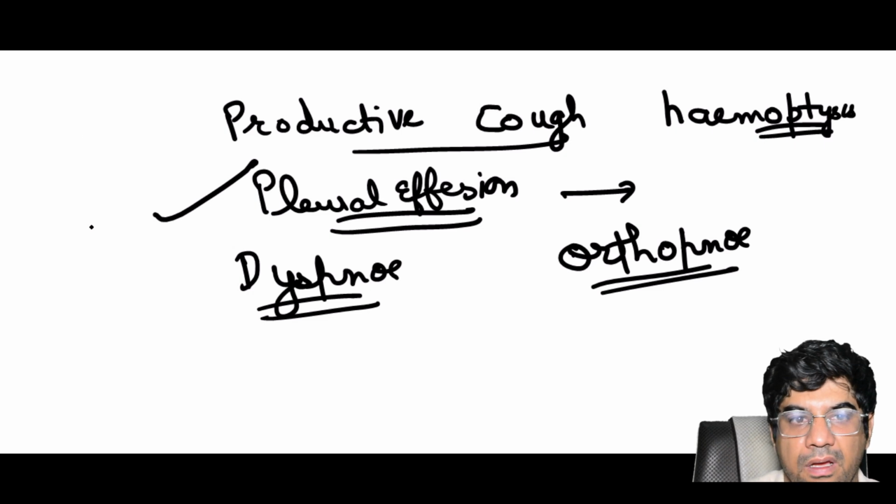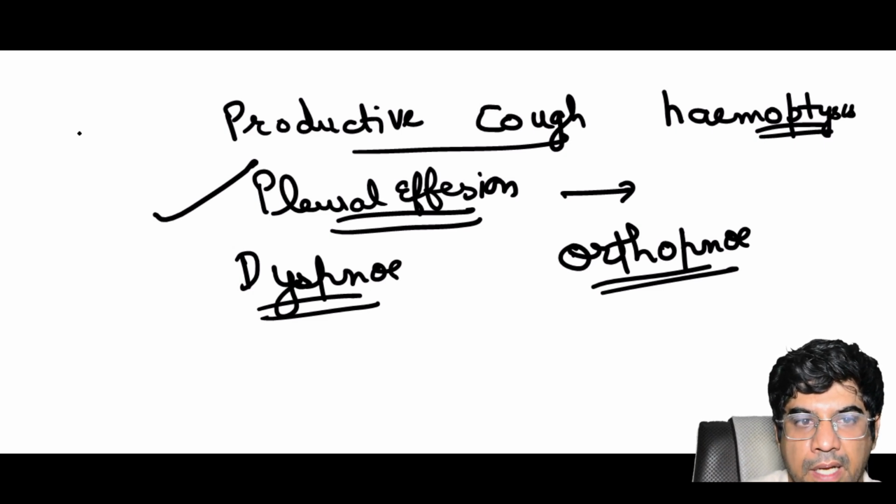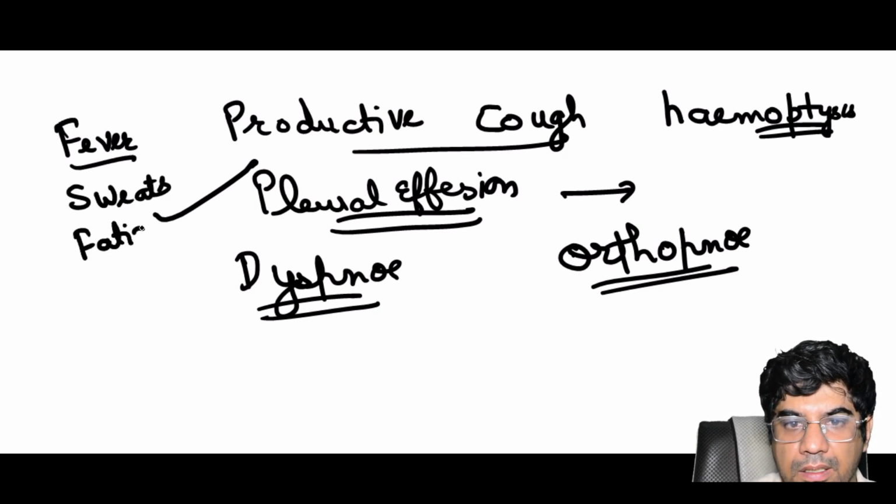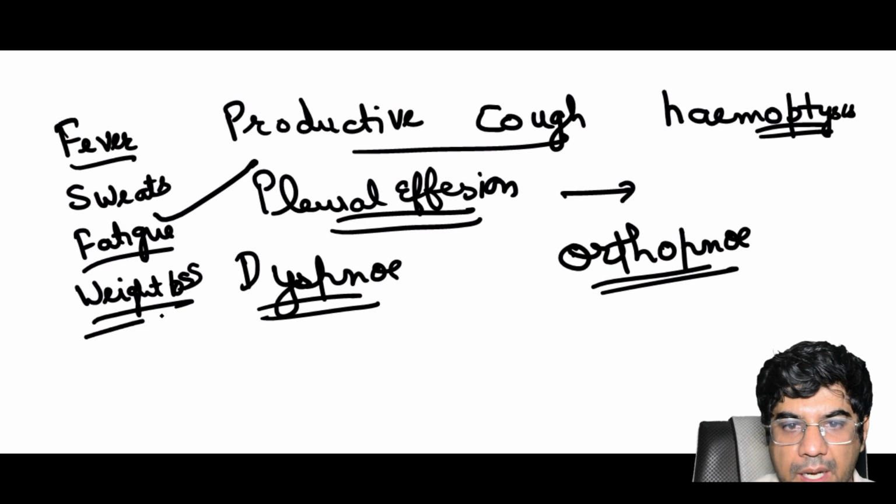What are the systemic features? One can see fever, night sweats, fatigue, loss of weight, and secondary amyloidosis. Those could be the systemic features.